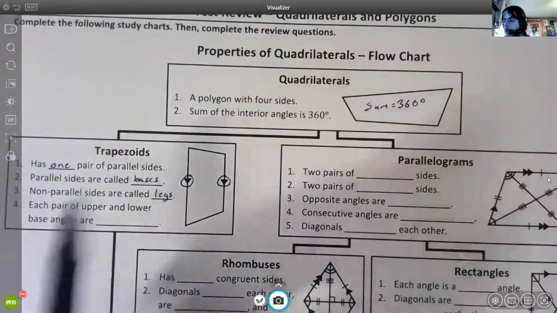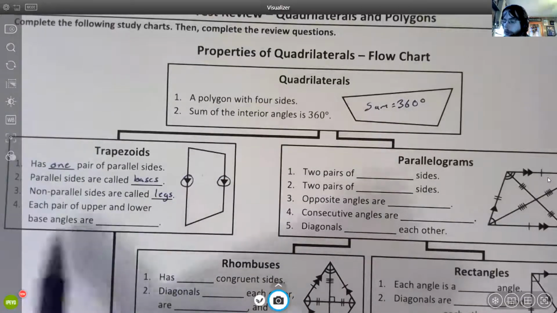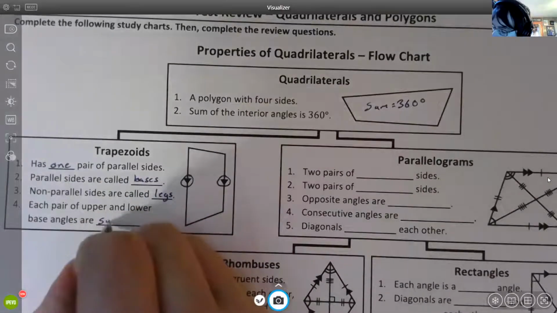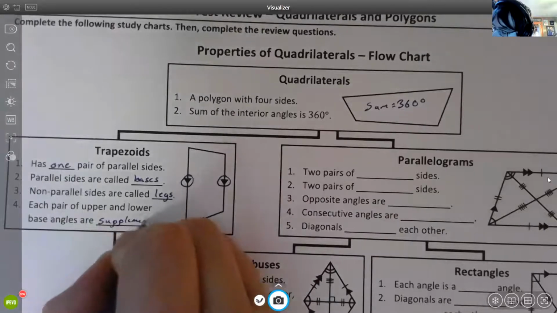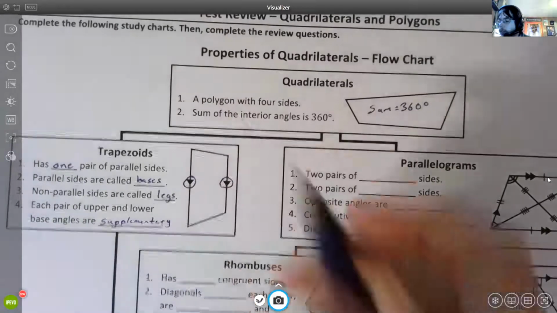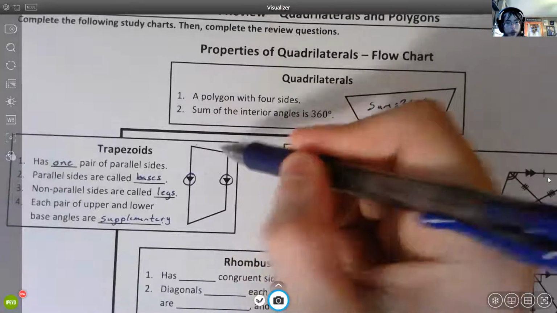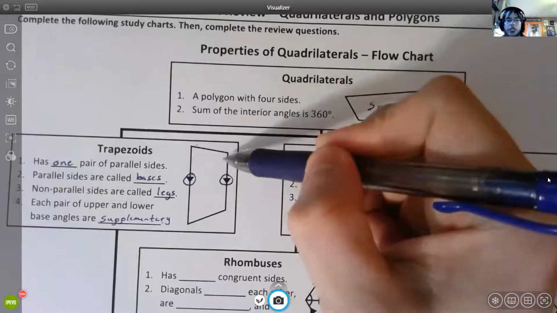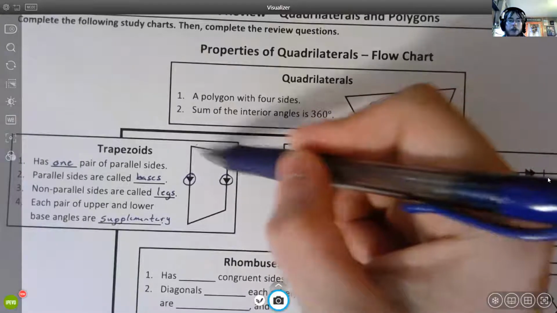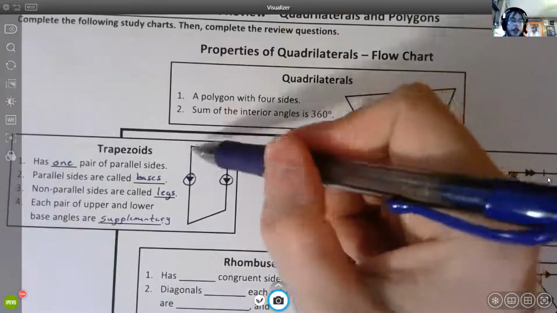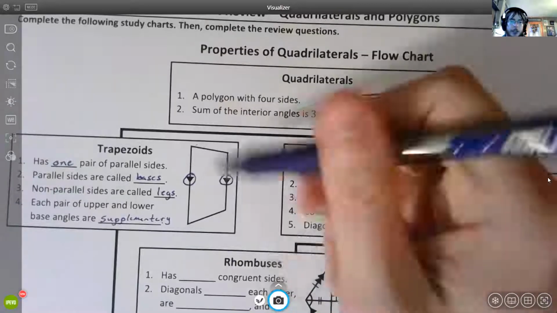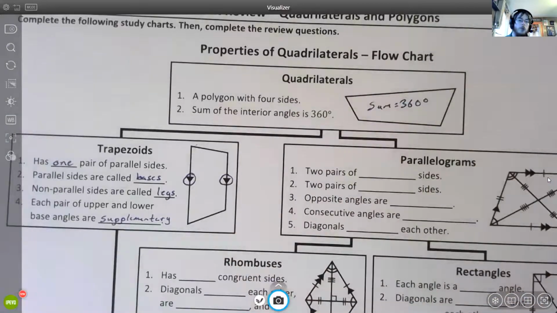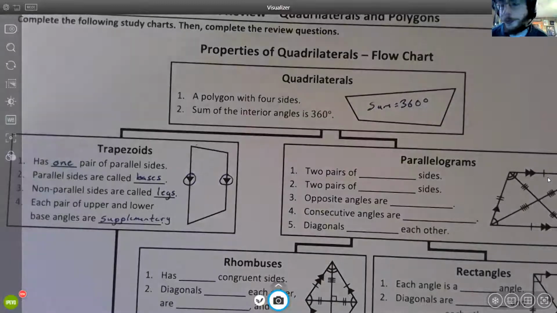And then each pair of upper and lower base angles are supplementary. Okay, so each pair of upper and lower base angles are supplementary. So one is attached to the lower base, one is attached to the upper base. So they're above one another. Okay, they're connected by the same leg. So those always add up to 180 degrees.